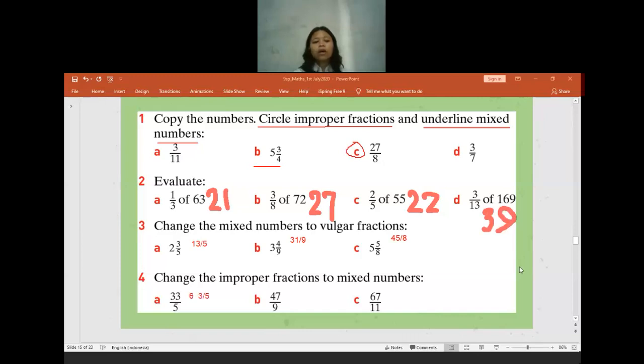No? Okay. Now for question 3, we have to change the mixed number into a vulgar fraction. If you forget, a vulgar fraction is another way of saying an improper fraction. How do we change a mixed number into an improper fraction? You multiply the whole number and the denominator first. So 2 times 5 becomes 10. After that, we add the numerator given, 3. So 10 plus 3 equals 13/5.